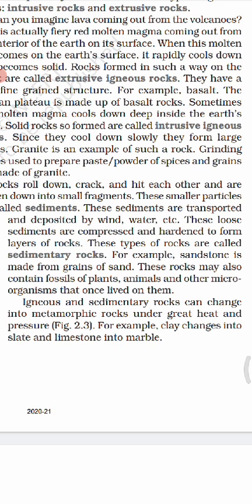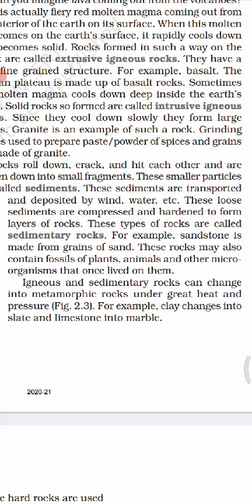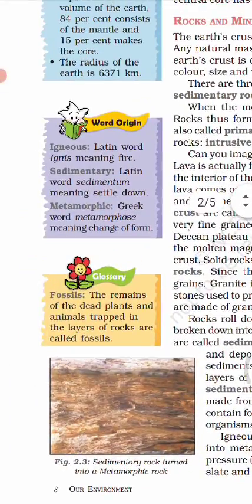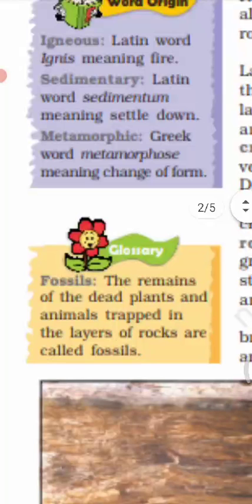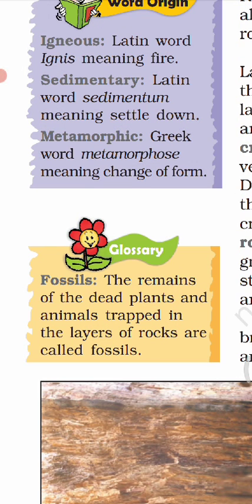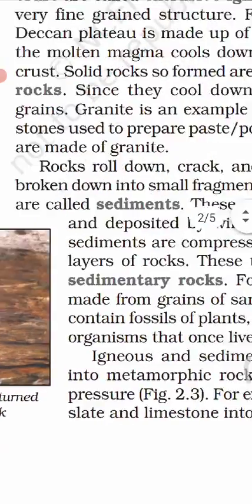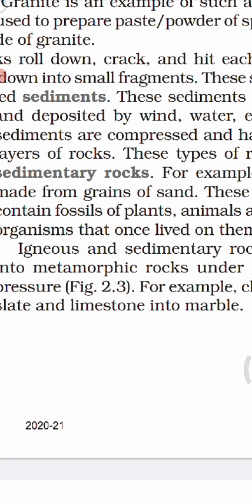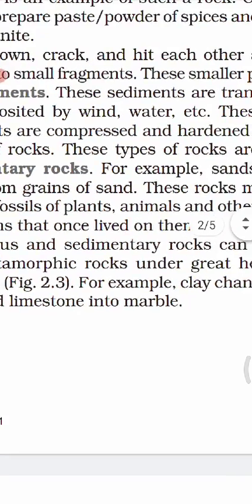Igneous and sedimentary rocks can change into metamorphic rocks under great heat and pressure. For example, clay changes into slate and limestone into marble. In this, we have discussed the word origin: metamorphic originated from a Greek word, metamorphos, and it means change of form. So when igneous rocks and sedimentary rocks change their form under great heat and pressure, it leads to the formation of metamorphic rocks.